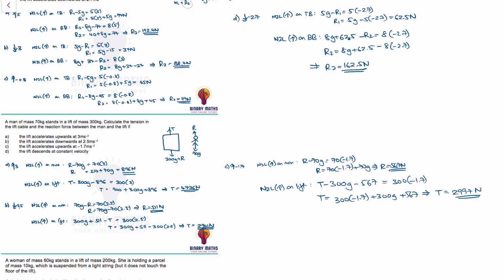The last case is the lift descends at constant velocity, which means acceleration is equal to 0. So it's neither moving up or down, so it doesn't matter which way you draw the arrow, as long as you label it 0. That means the resultant force is equal to 0.